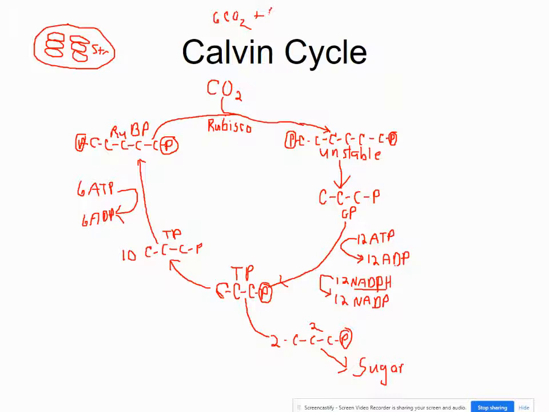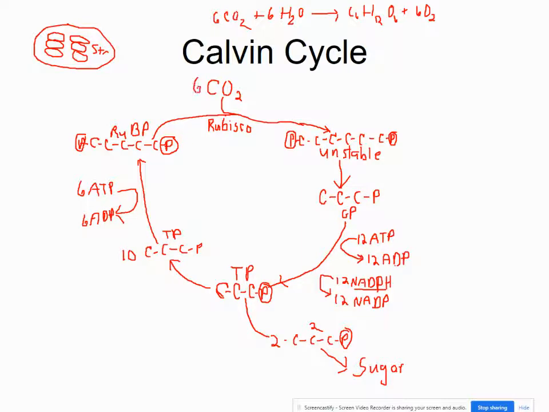6 CO2 plus 6 waters go to 1 glucose, C6H12O6, plus 6 oxygen. So hopefully you are aware that oxygen was made in the light-dependent reaction, and water was used in the light-dependent reaction. So in the Calvin cycle, we're going to use 6 CO2.